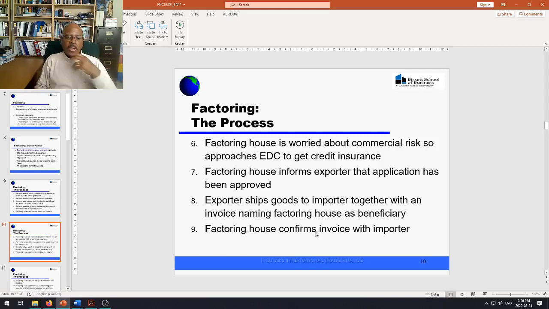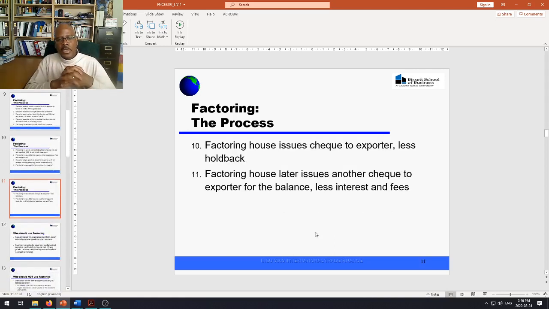And so the factoring house confirms that, and the factoring house then issues the check, less the discount, less the holdback, essentially. And then at the end, when the factoring house collects payment from the importer, the factoring house now issues another check for the balance, which is the holdback that was made, less other expenses, other interest and fees that may kick in. So that's sort of how a factoring house works.